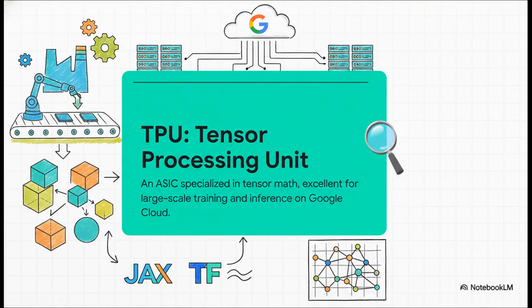Next up is Google's TPU, or Tensor Processing Unit. This one is more like a specialized factory assembly line. It's what's called an ASIC, an application-specific integrated circuit, which is just a fancy way of saying it was designed for one single purpose, to just crunch through the massive matrix math that's at the very heart of deep learning. It is hyper-efficient for training huge models, especially if you're inside the Google Cloud ecosystem using tools like JAX or TensorFlow.